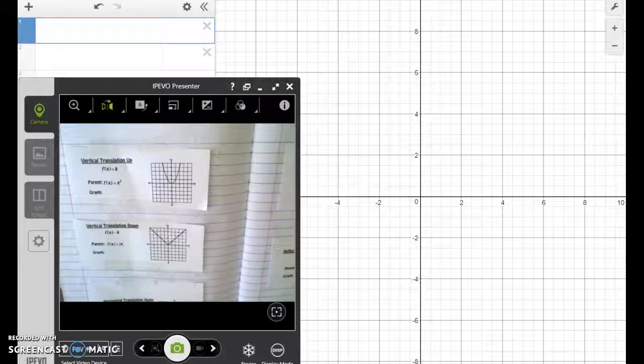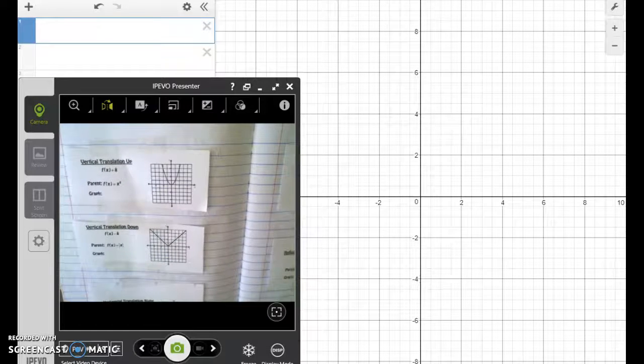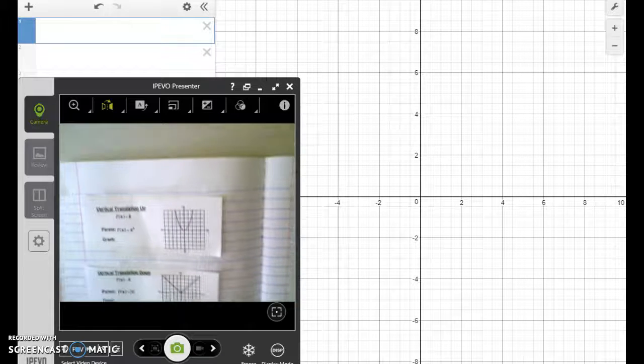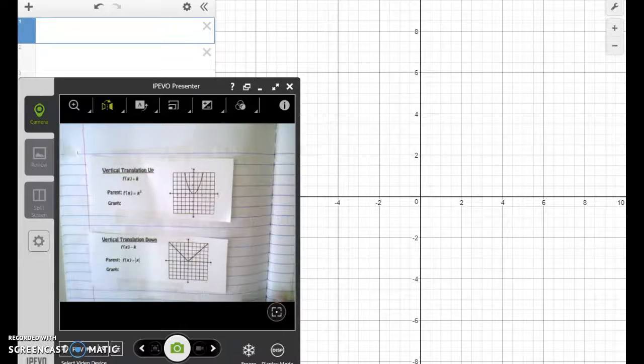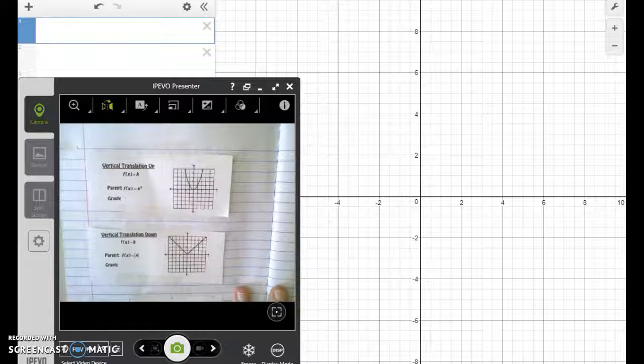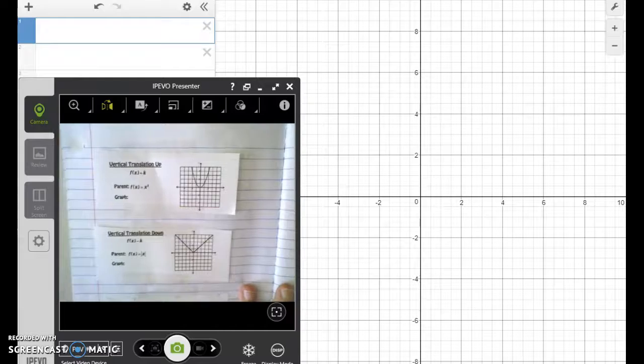Okay, this video is going to go through the investigation you guys did on your own when you're using the colored pencils and you were seeing the transformations of different functions that we talked about. So we're just going to kind of summarize the information that we learned.